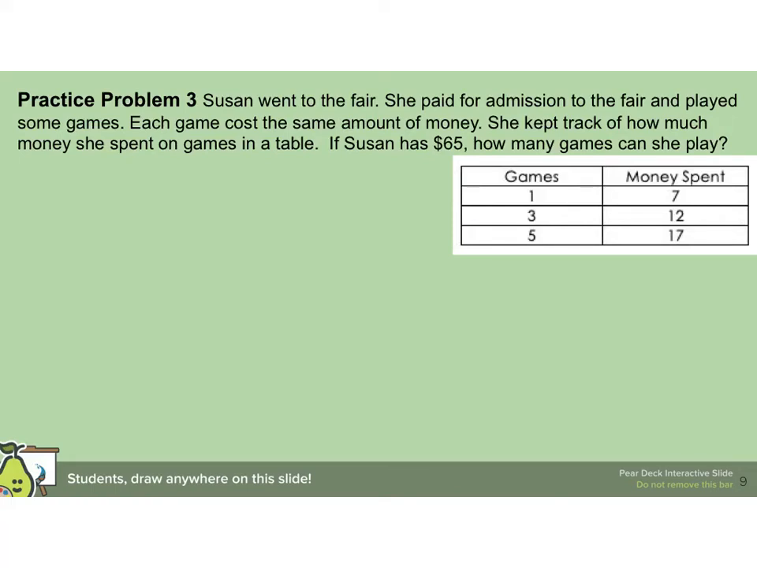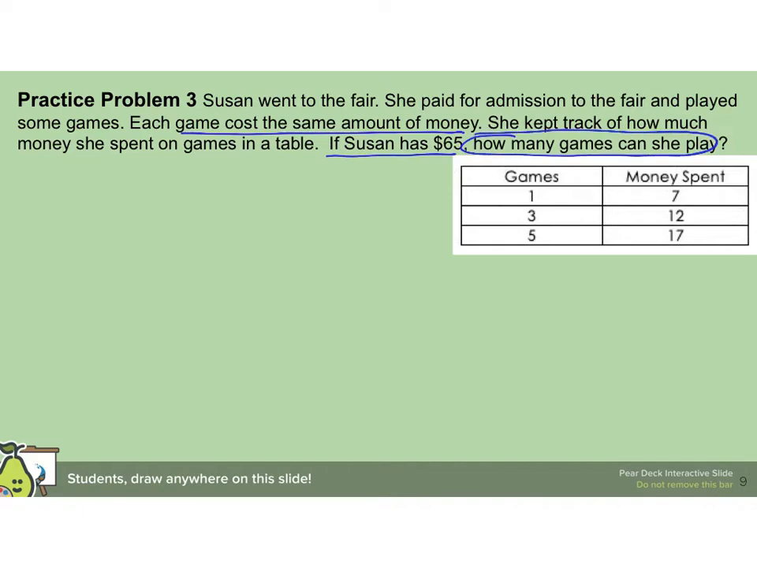All right, let's go ahead and annotate practice problem 3. We have Susan. She went to the fair. She paid admission and played games. Each game cost the same amount of money, letting us know the rate of change is constant. She kept track, and so on. If she has $65, how many games can she play?